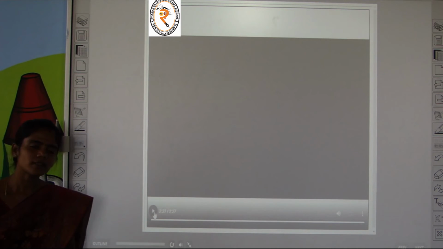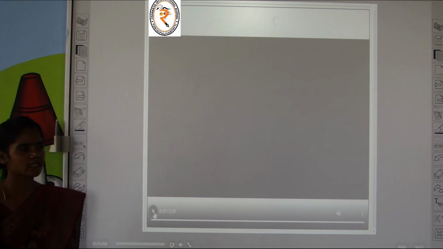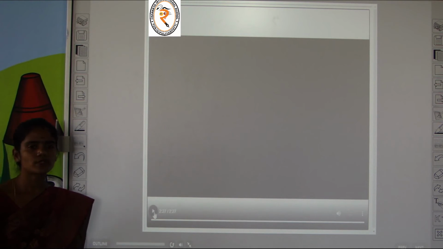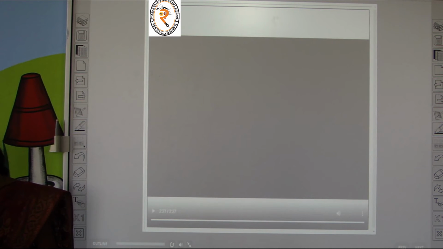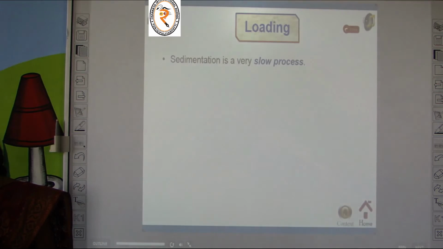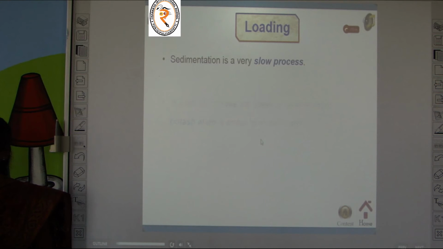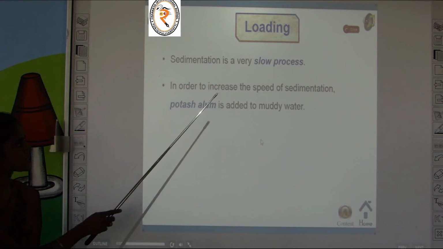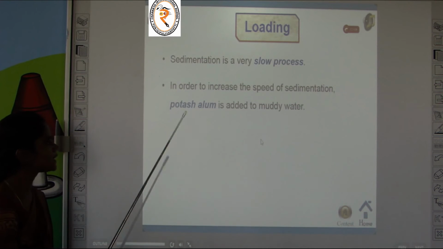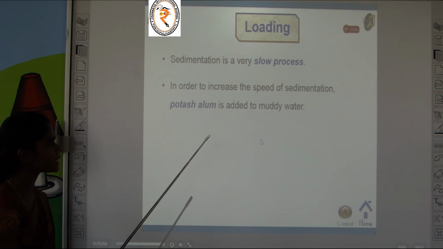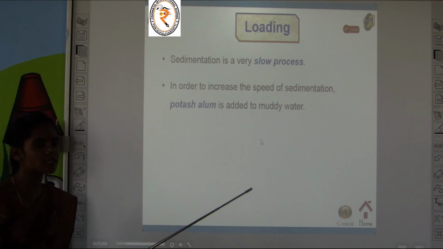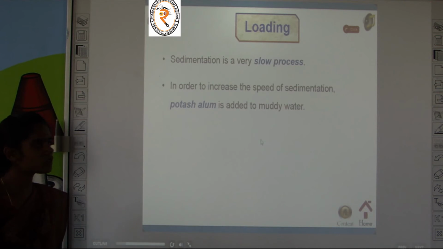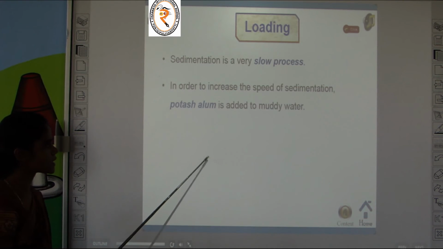So this is about sedimentation and decantation. We can use this method to separate solid from liquid mixtures. And the next one. What is called loading? Sedimentation is a very slow process. In order to increase the speed of sedimentation, potash alum is added to the muddy water. So which chemical is added to muddy water? It is potash alum, to speed up the process of sedimentation.